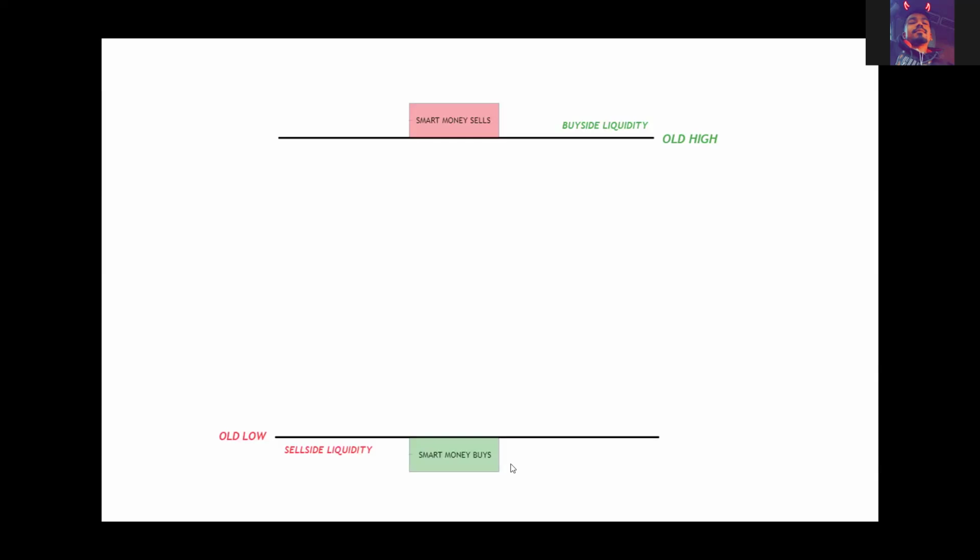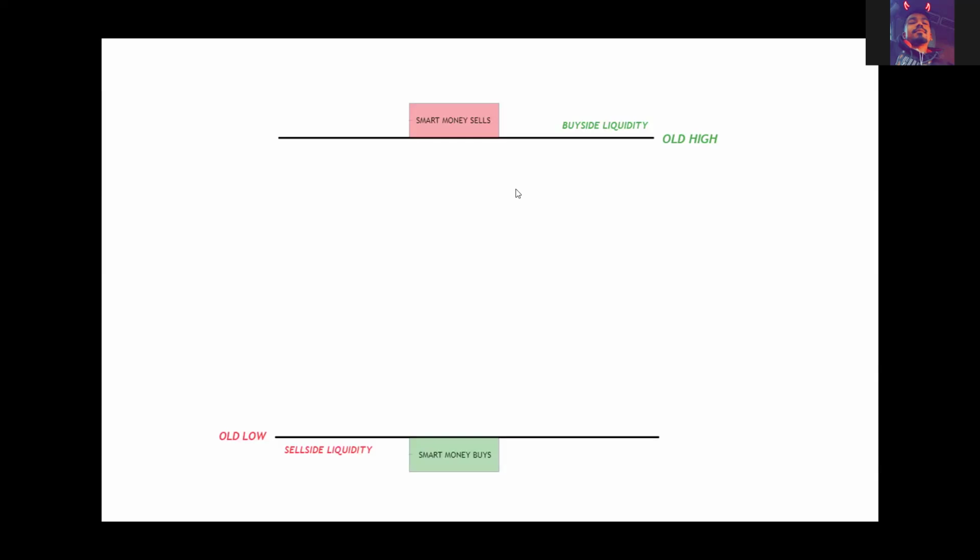Smart money buys, and above buy side liquidity, smart money sells. If you think back to the first concept that I have shared with you guys about where we wanted to buy relative to the current dealing range, you might be wondering, how can we buy outside of a dealing range? Or how can we sell outside of a dealing range?